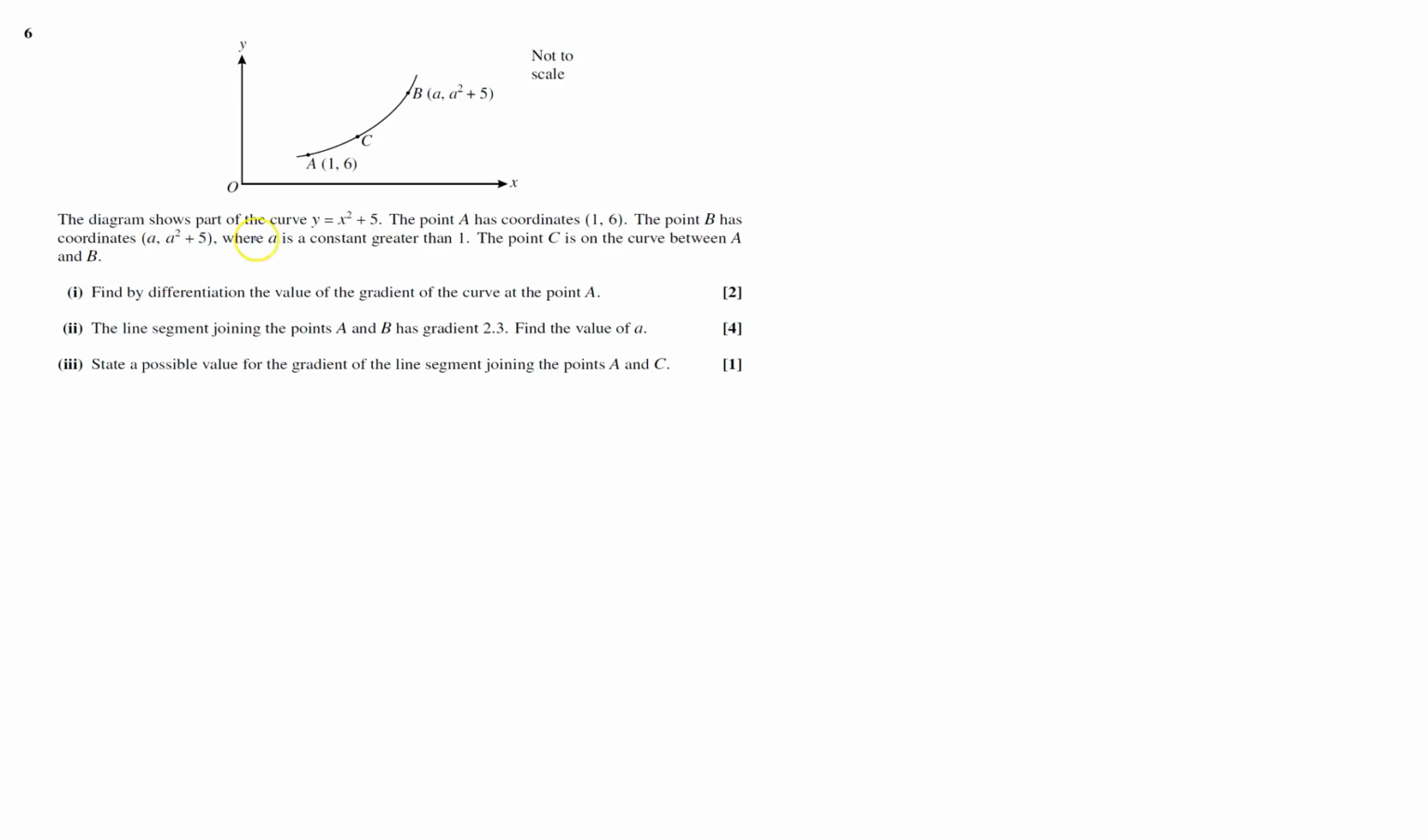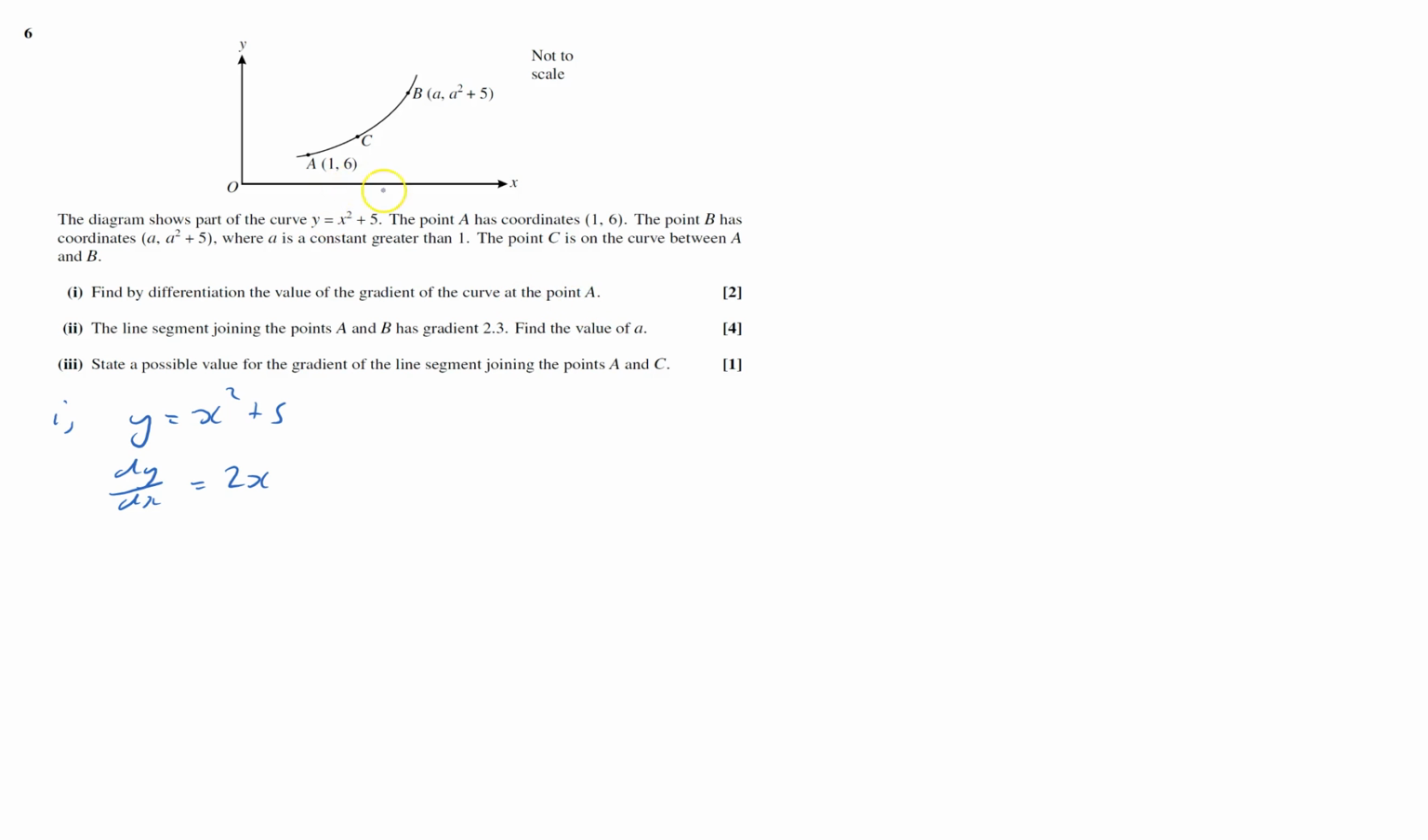Right, the diagram shows y equals x squared plus 5, 6. So you should make sure you read the question. Part 1, find by differentiation: y equals x squared plus 5, so dy by dx equals 2x. So differentiate it, the gradient of the curve at the point A.